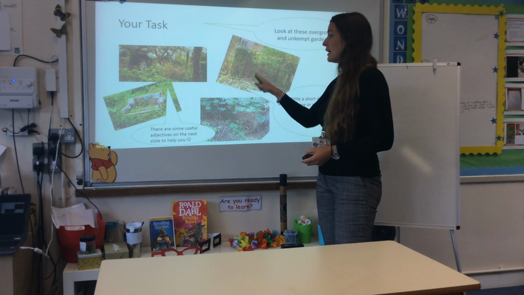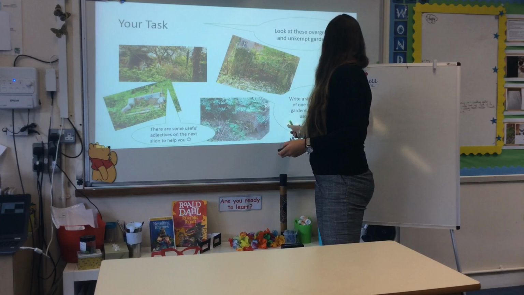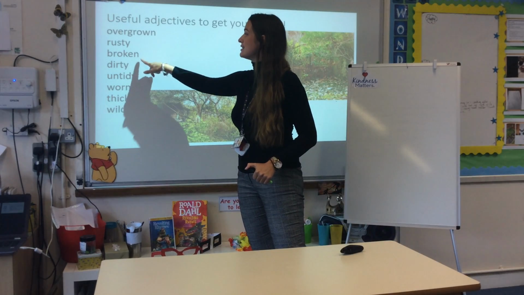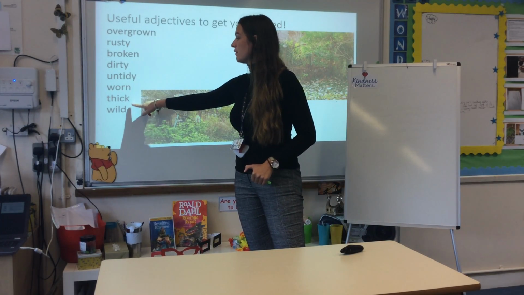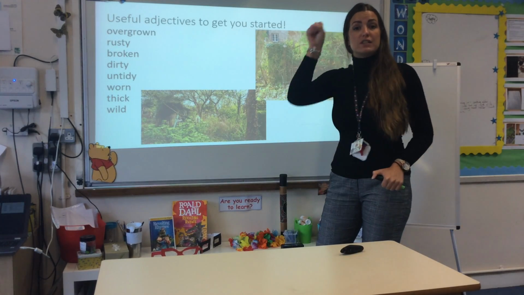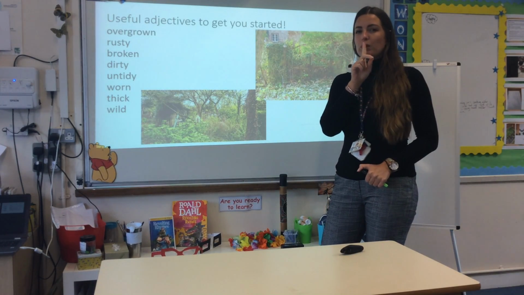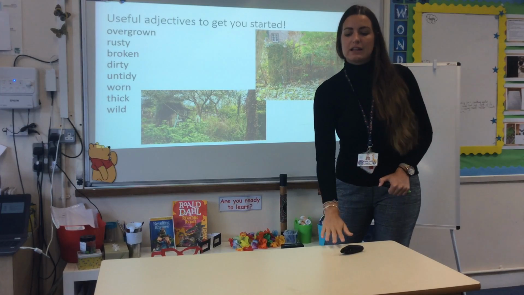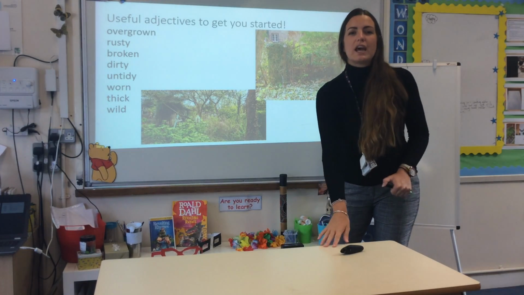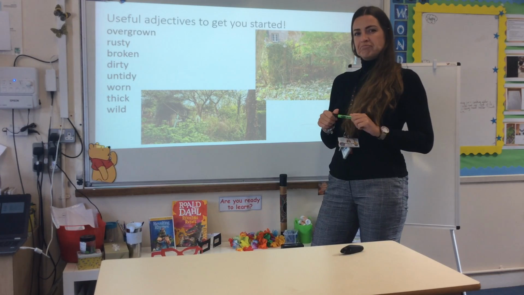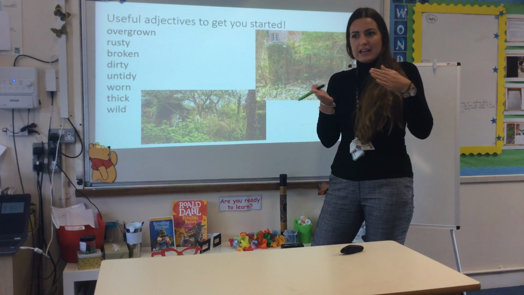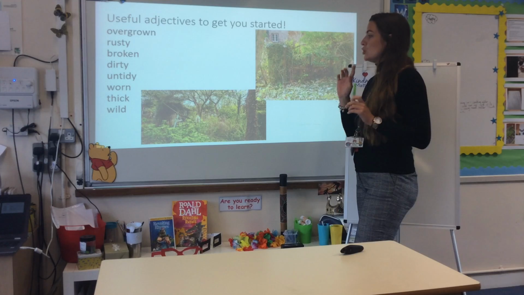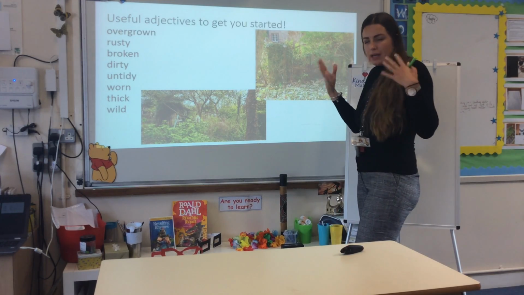So I have taken a couple of the pictures from this page onto the next slide. The adjectives to get you started are overgrown, rusty, broken, dirty, untidy, worn, thick and wild. Now remember, an adjective is a describing word. And I wonder if you can remember what we call it when you've got more than one adjective to describe one noun. So if I said the hard, smooth table, do you remember what that's called? It's called a noun phrase, because you're using a phrase to describe the noun. I'm actually going to just choose one, but I've selected both pictures just to get my ideas going.